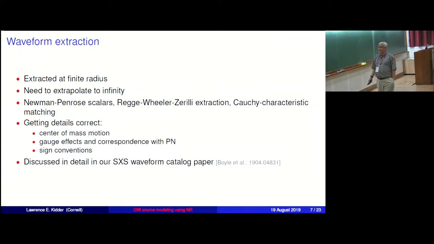Also getting more of the details correct, such as the center of mass motion, and how you relate quantities that you measure in numerical simulations with those, say, in a post-Newtonian method, for example, definitions of mass and spin and tidal deformability. We need to get these details right as we go into the future. And a lot of these things are discussed in our recent waveform catalog paper.